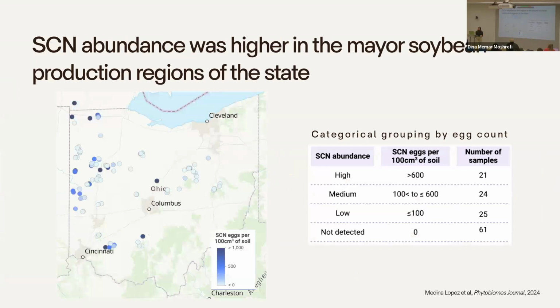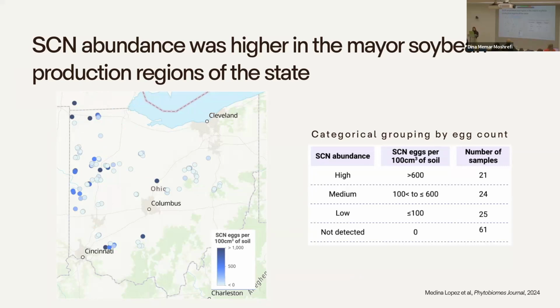So going into our first finding, it was that soybean cyst nematode had higher abundance in the major soybean production regions of the state. So on the map here, the circles are colored blue depending on how high the nematode abundance was within that sample. So the darker the blue, the higher the nematode abundance. And if you look at the west region here, they have the highest level of soybean cyst nematode.